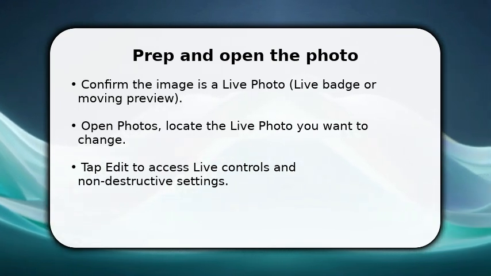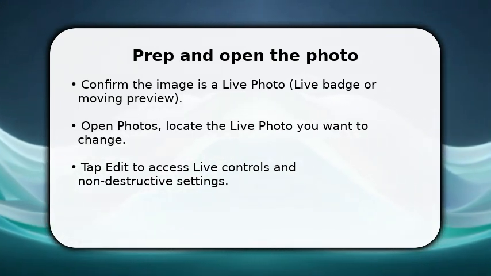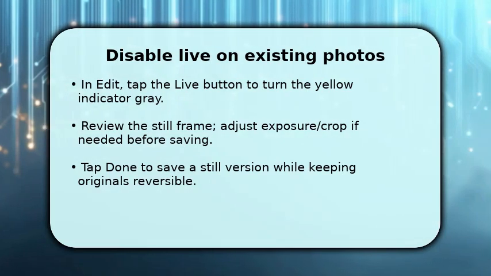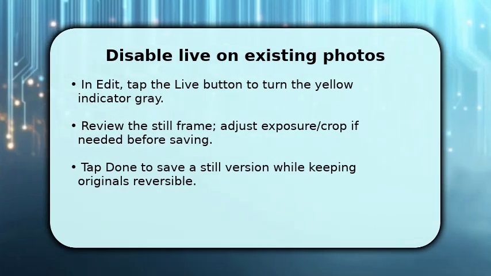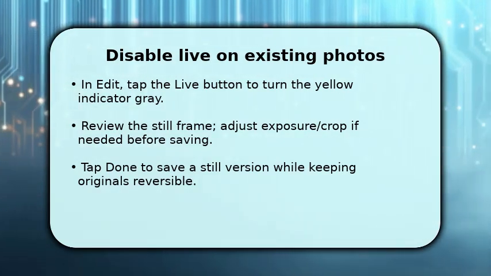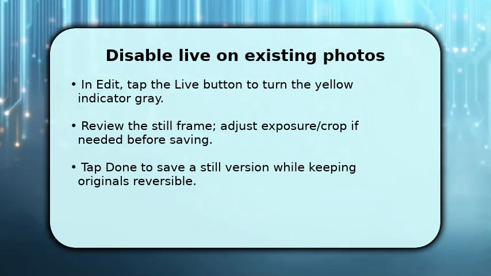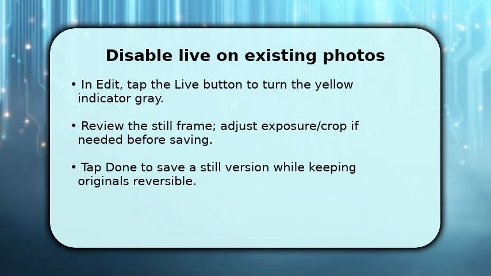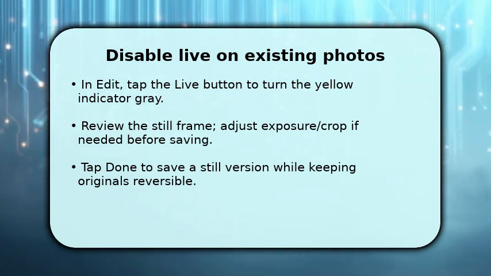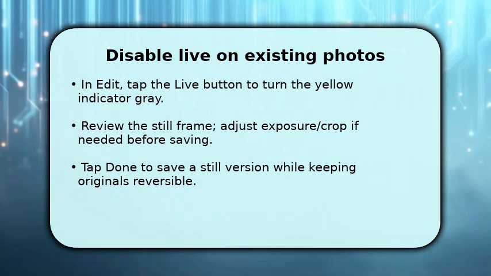You'll turn live off by tapping the live button inside Edit. Once tapped, the yellow highlight disappears and the motion is disabled. You do this because disabling inside Edit converts the file to a still while keeping the original motion data recoverable by reverting.